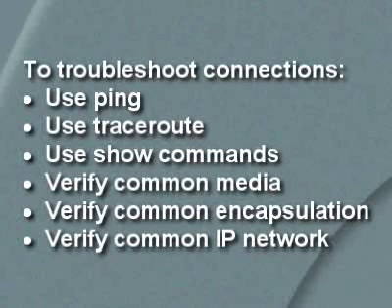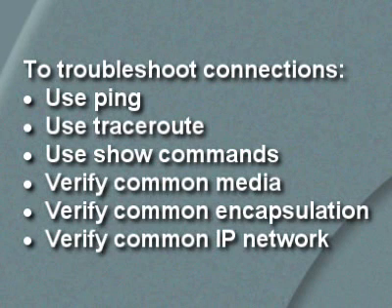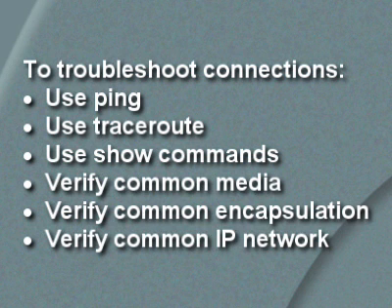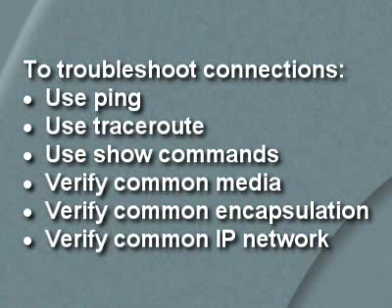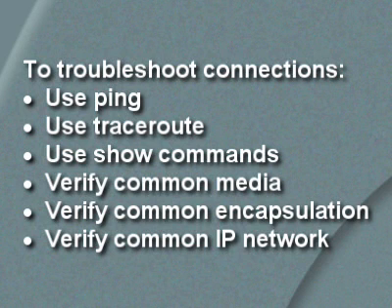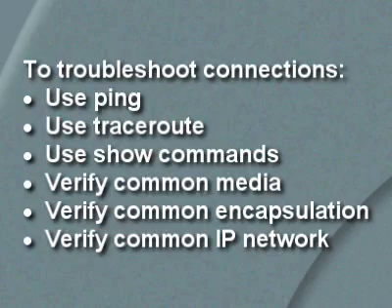So that's a look at a couple of troubleshooting tips that you can use for troubleshooting your IP network. You can use ping, trace, you can use your show commands, and of course, the common box. Make sure that there's common media between the devices. Make sure that both devices have a common encapsulation. And at layer 3, that both devices have a common network ID.